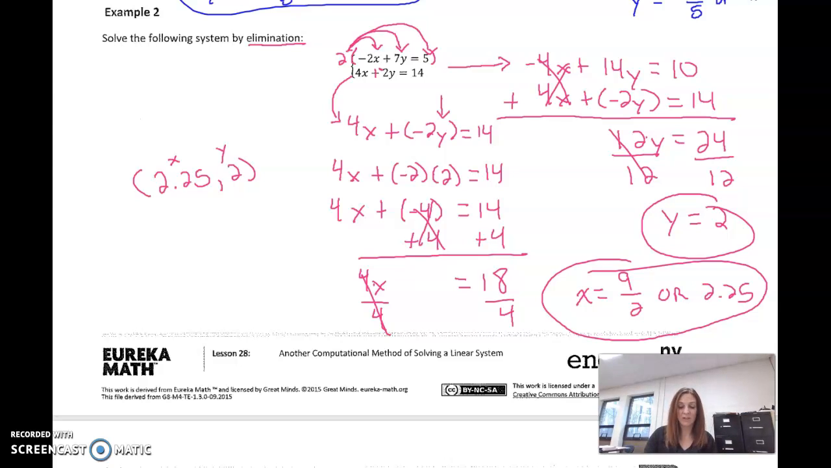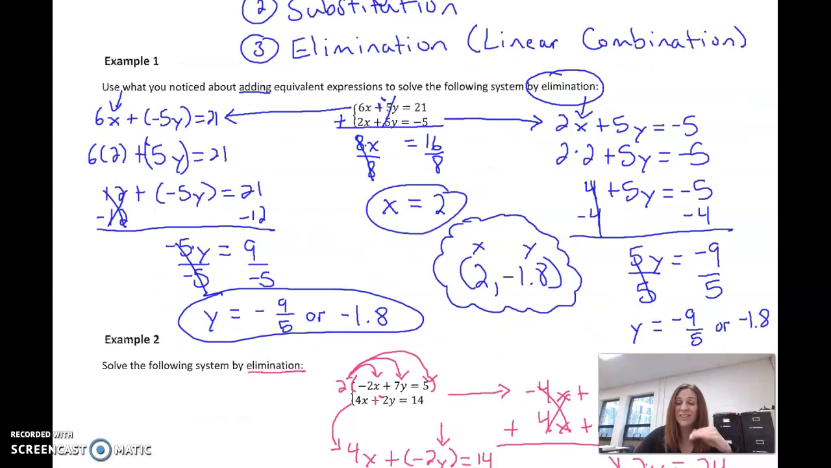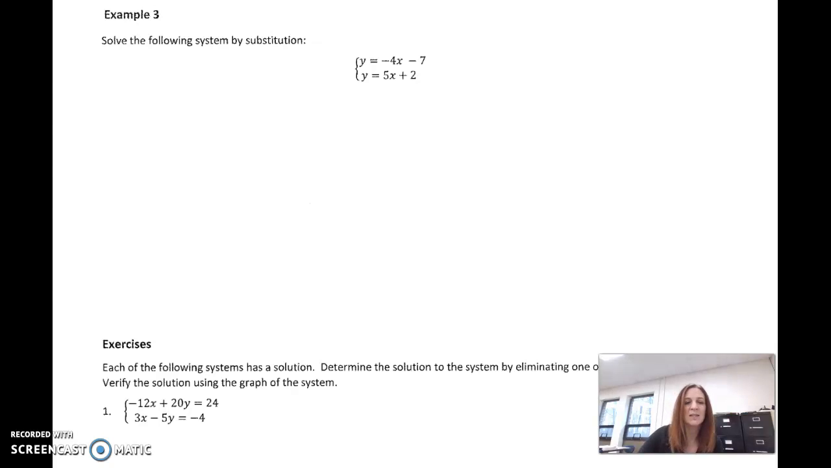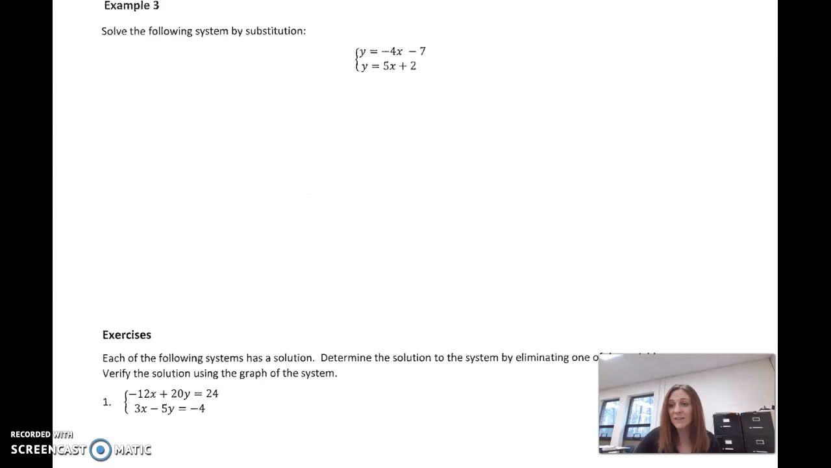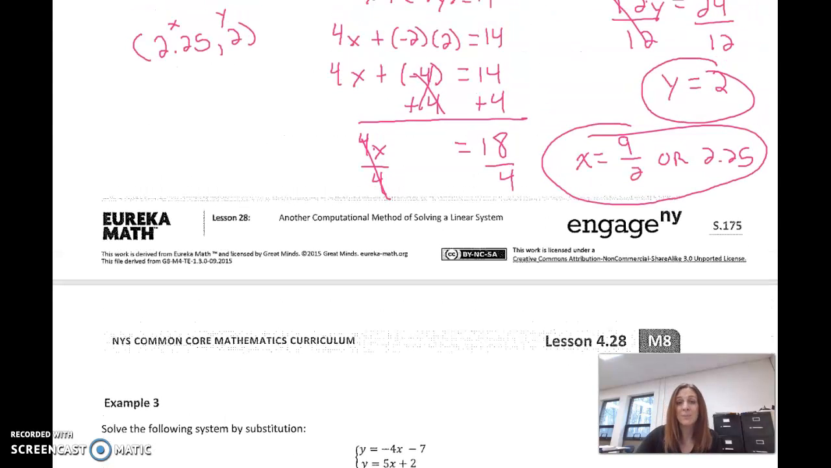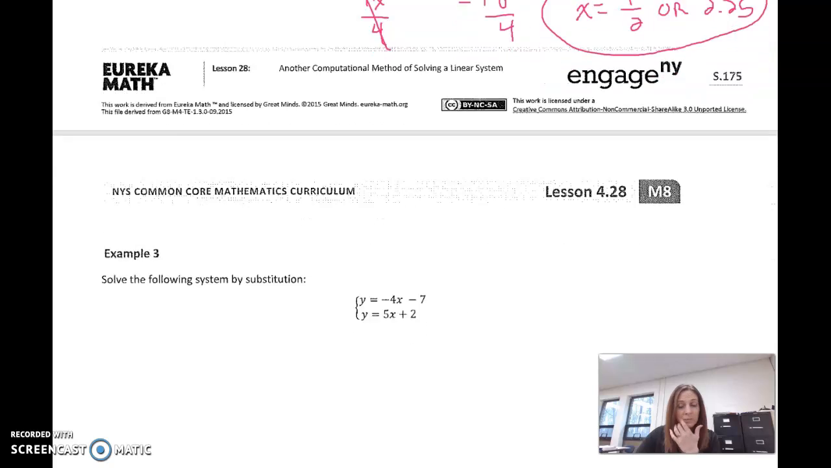And real quick, I want to just do one more problem in this video with you. This is on substitution. So remember, we have graphing, substitution, elimination. We've just done 2 with that elimination. Now, if you look at this one, it says solve using substitution. You substitute things in. We just did it in this last problem. I knew that y equals 2, so I substituted 2 in for y. Okay? So think of the same thing here.